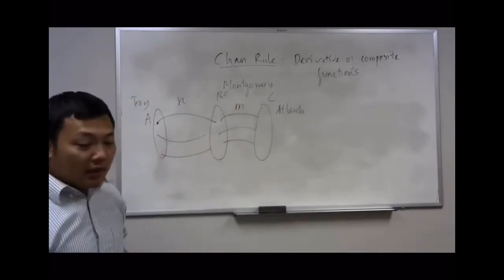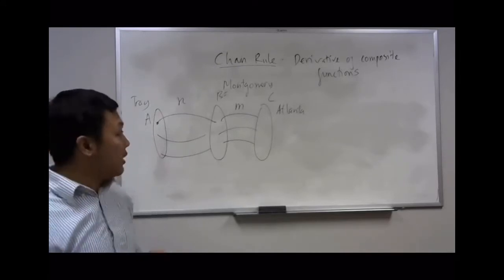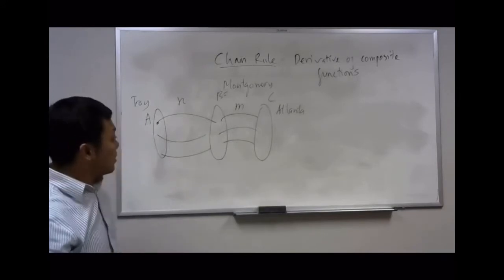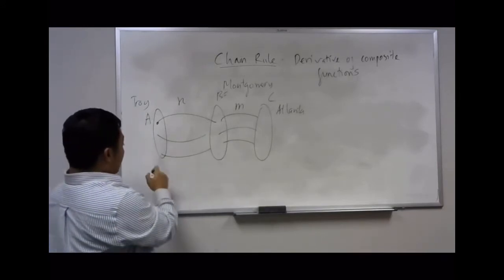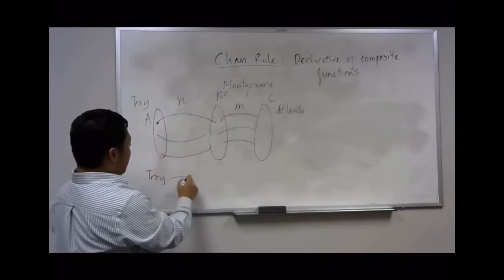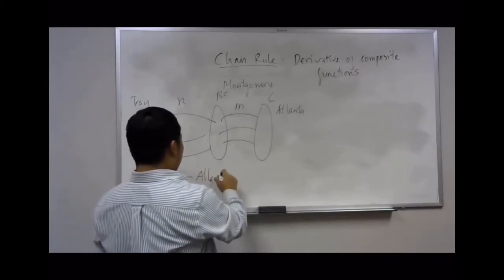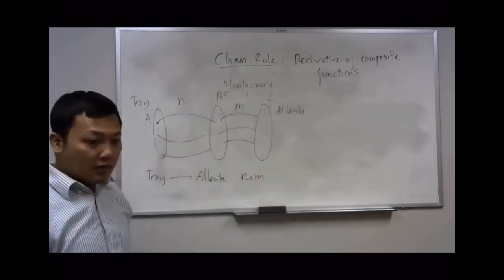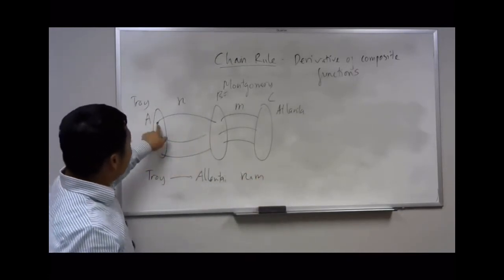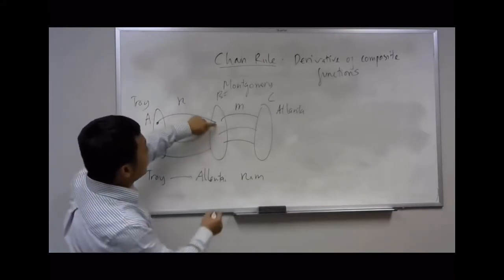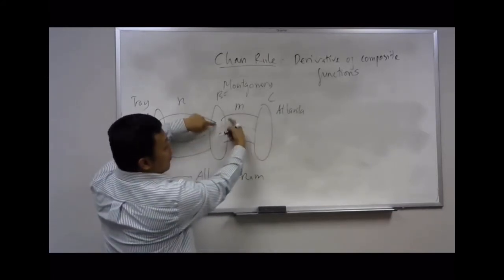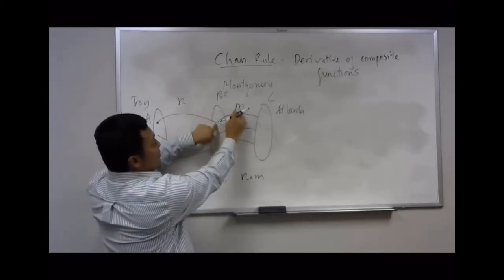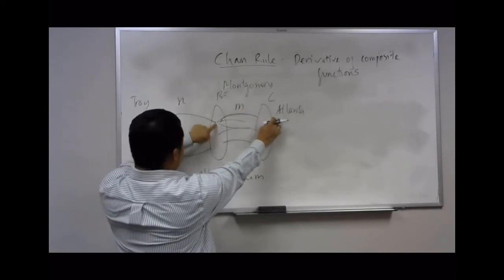The question is, how many possible ways do we have in order to go from Troy to Atlanta? You have n times m possible ways. Why? For example, if you choose one path from Troy to Montgomery, then from here you have m possible ways to go to Atlanta.